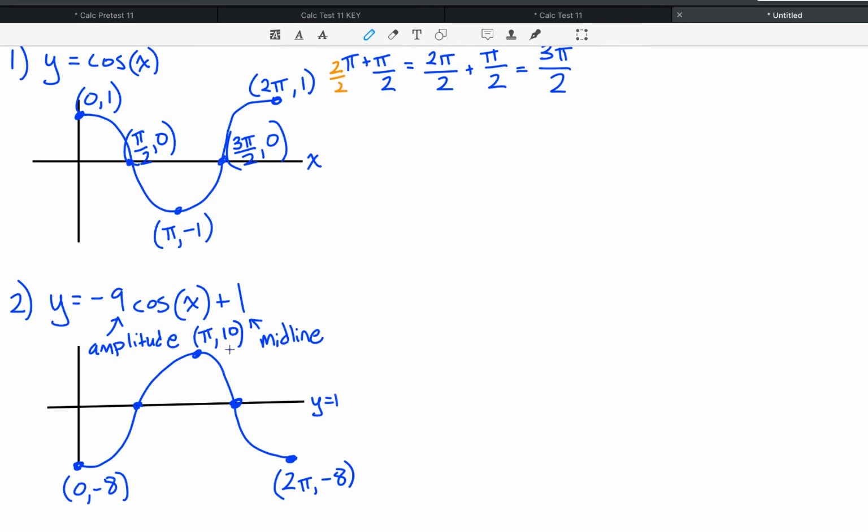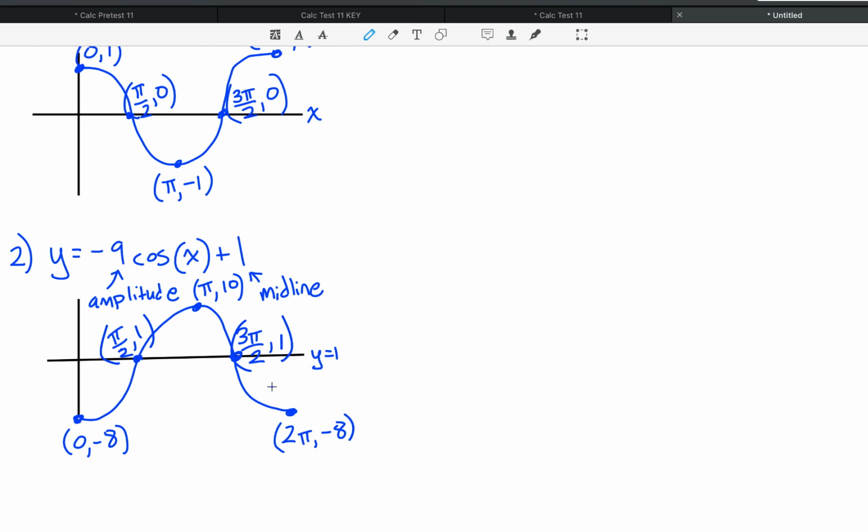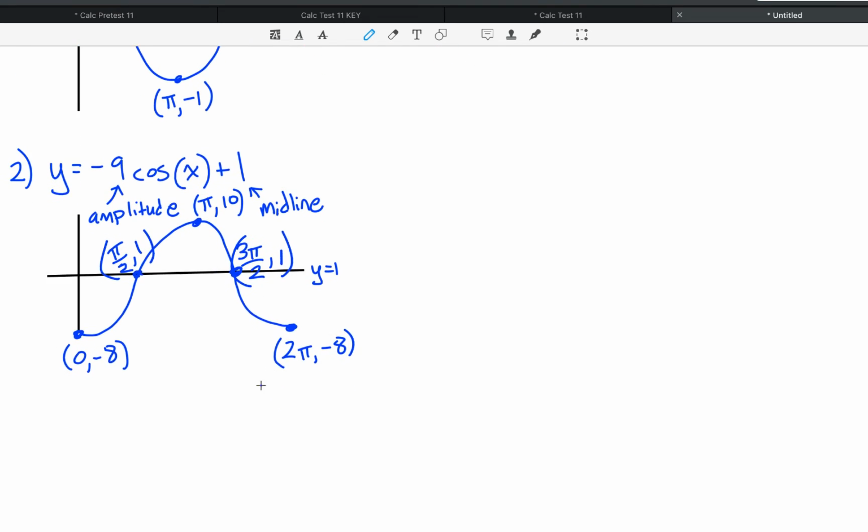We're doing well. Again, our x-coordinates don't change for our midline. It's going to be pi over 2 and 3 pi over 2. So this is still going to be pi over 2 and 3 pi over 2, comma, and what is the height here? Well, the height is 1. It is on the midline, so it's just 1, comma 1. And we're done. On to number 3.